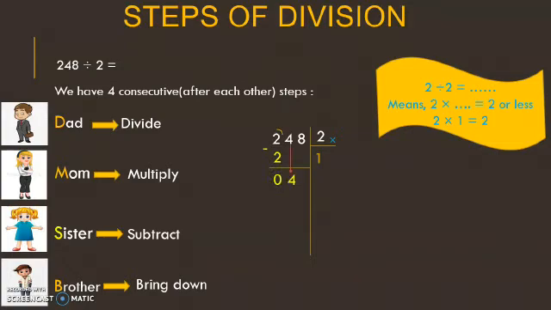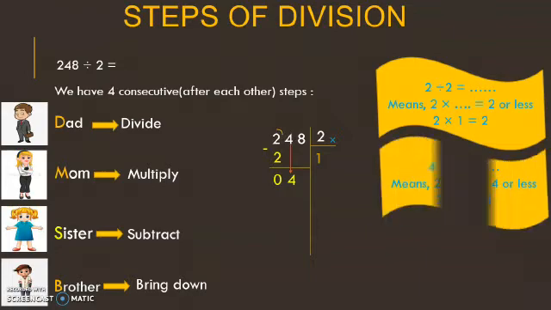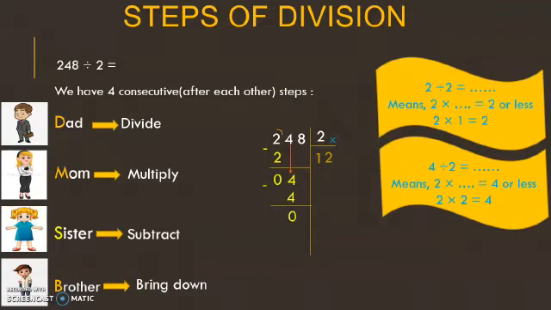Then I repeat again. Dad, divide. 4 divided by 2 means 2 times what gives me 4 or less? 2 times 2, it's equal to 4. I write 2. Then mom, multiply. 2 times 2, it's equal to 4. Sister, subtract. 4 minus 4, it's equal to 0. And brother, bring down the 8.